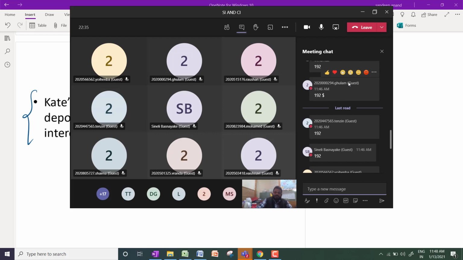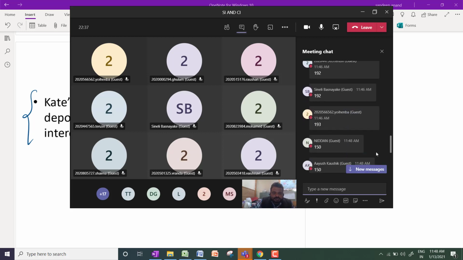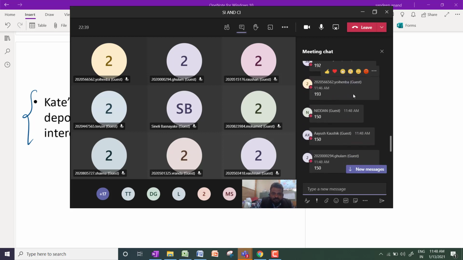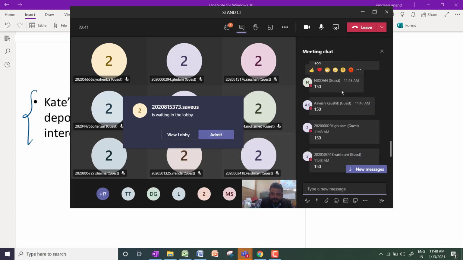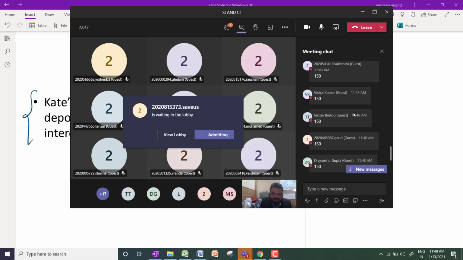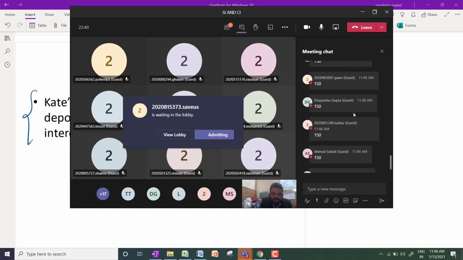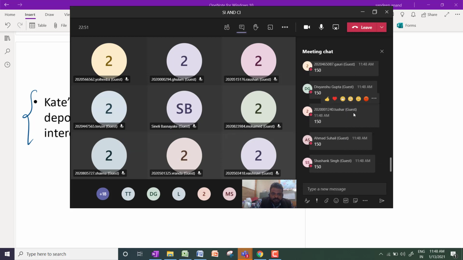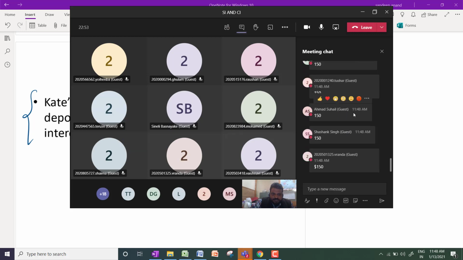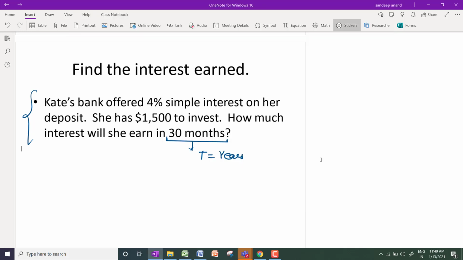Tangent 192, Snelly 192. Last question. Yohanba 193, Nidan 150, Ayush 150, and Gulam 150, Vaishnavi 150, Vishal, Tangent, Gauri, Divyanshu, Tushar, Ahmad, Suhail, Branda 150, Shashank Singh also. Well done, class. Very good.